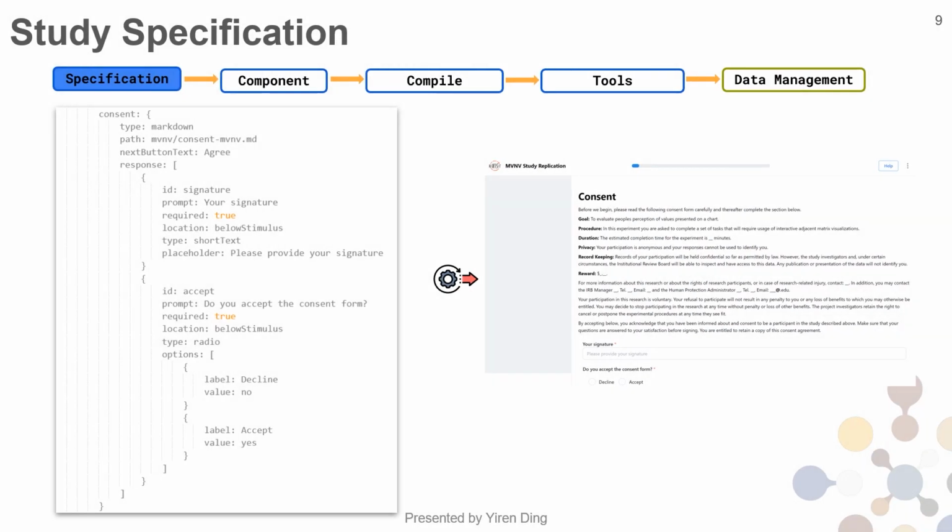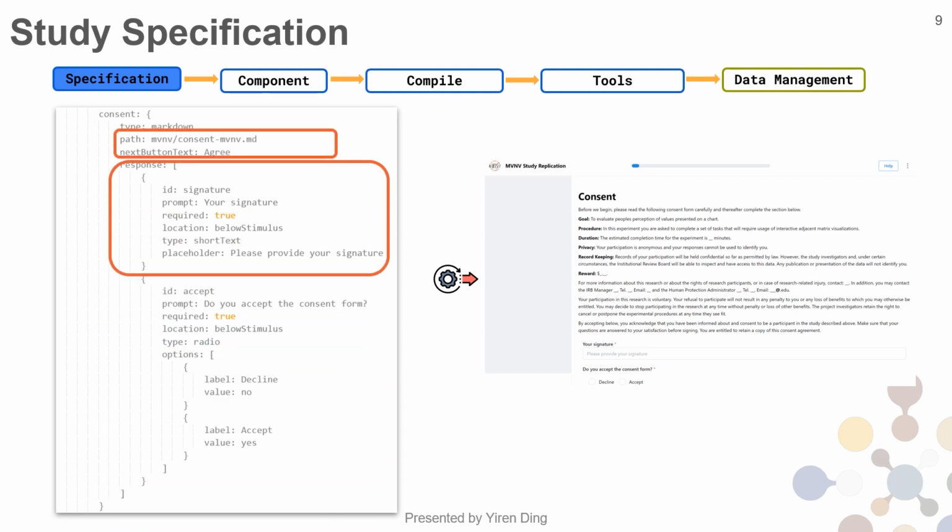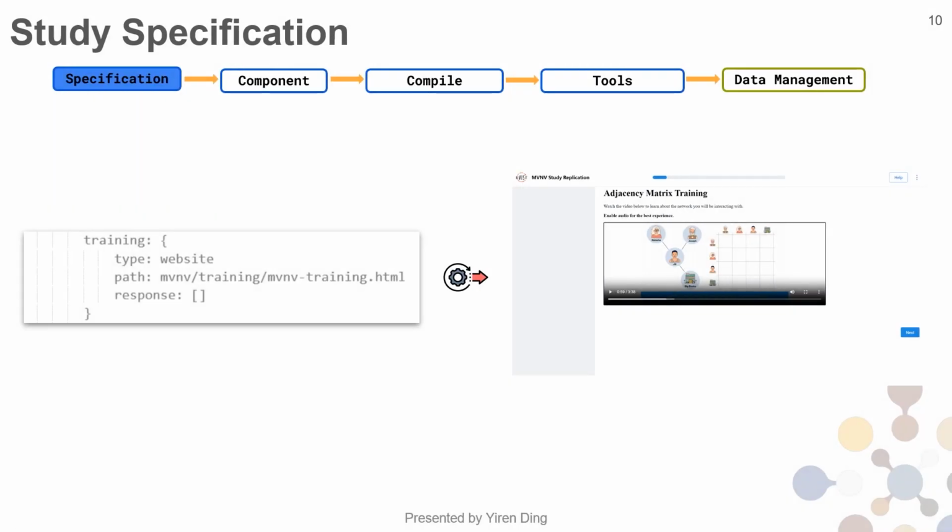This is a specification for the consent page. It also takes a markdown file to render, with two questions that require responses from participants. These are defined by the response keyword. The training component is not taking a markdown file. It is a web page component. So in this case, it is a simple website written in HTML with a video tag.